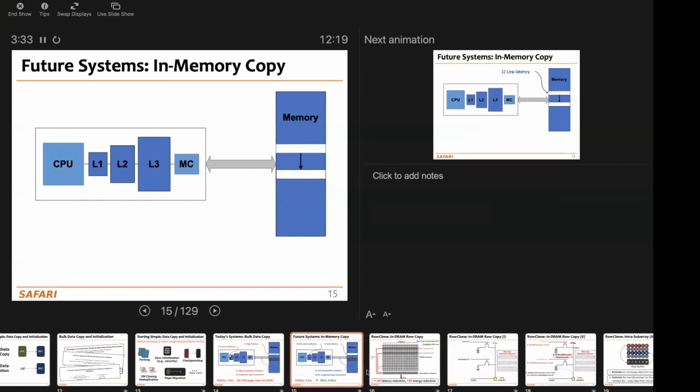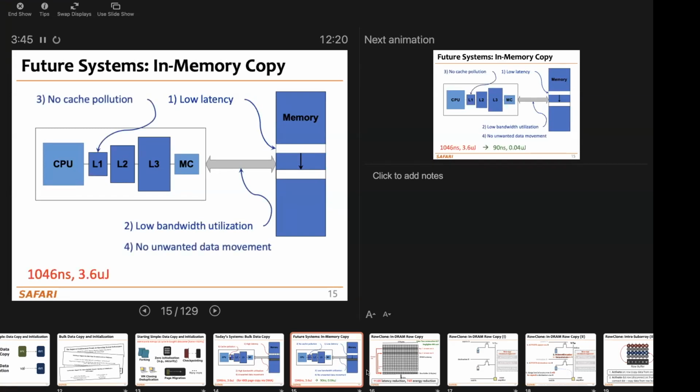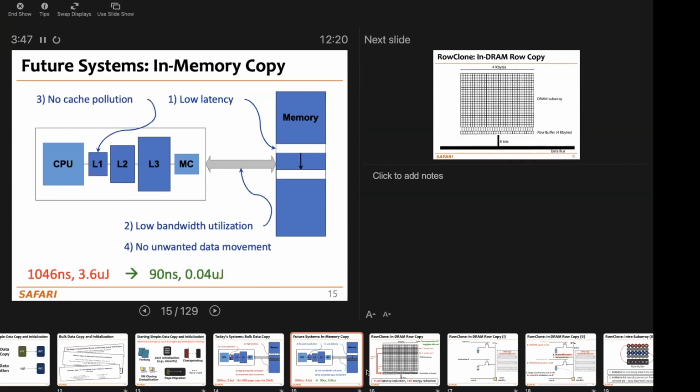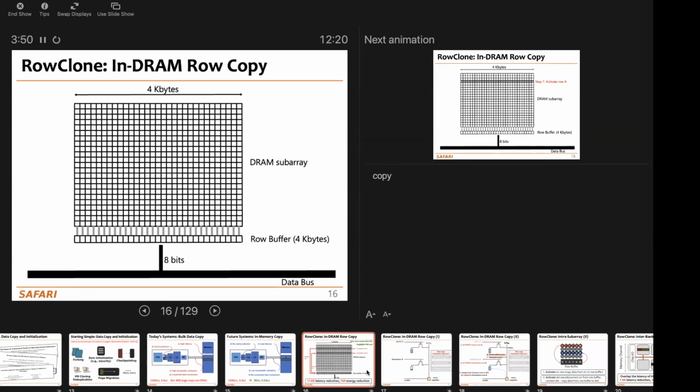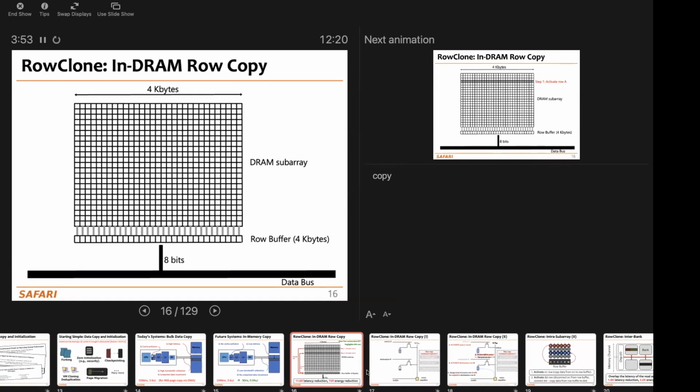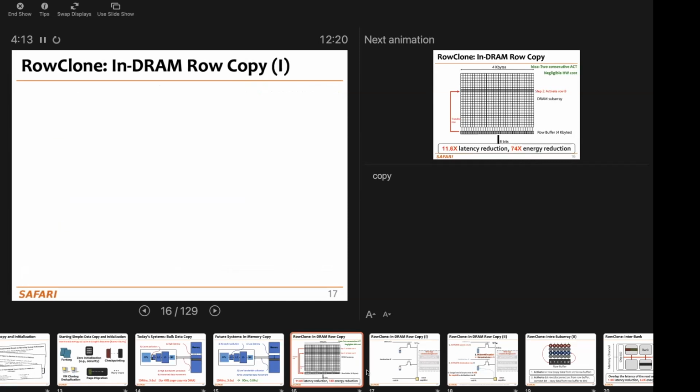In future systems, we expect that we will be able to do something as simple as this, moving a row directly from one subarray to another subarray or inside the same memory subarray, and this way save a lot of execution time, a lot of cycles, and a lot of energy. And this is the key idea in RowClone, in the row copy. First of all, activate one row, which transfers the row to the row buffer, then activate a second row, the destination row, and this way perform the bulk row copy. And this can be done with just two consecutive activations at a negligible hardware cost.